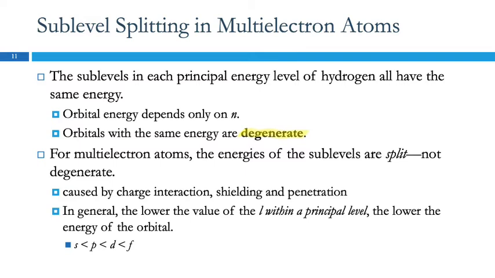But when we have more than one electron in there, things get complicated, and the energy levels are not what we would necessarily expect. They are not degenerate. So we have charge interactions, we have shielding and penetration, and these all affect the energy of those different sublevels. In general, though, the lower the value of L within a principal level, the lower the energy of the orbital. So say you were looking at principal energy level 5, the S sublevel is going to be lower in energy, and P is going to be more, and D is going to be more, and F is going to be more.